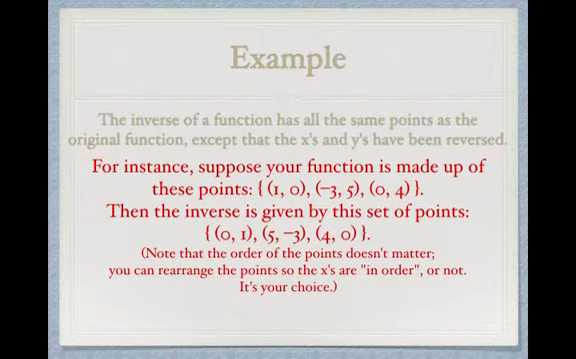An example: the inverse of a function has all the same points as the original function, except the x's and the y's have been reversed. For instance, suppose your function is made up of these points. Okay, so we have (1, 0), (-3, 5), (0, 4). The inverse is given by the set of points (0, 1), (5, -3), (4, 0).